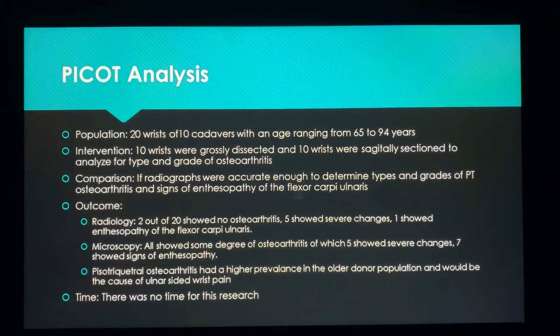Outcome. Radiology: 2 out of 20 showed no osteoarthritis, 5 showed severe changes, and 1 showed the injury of the flexor carpi ulnaris. Microscopy: all showed some degree of osteoarthritis, of which 5 showed severe changes, and 7 showed the signs of flexor carpi ulnaris injury. Pisotriquetral osteoarthritis had a higher prevalence in the older donor population and would be the cause of ulnar side wrist pain, and there was no time needed for this research.